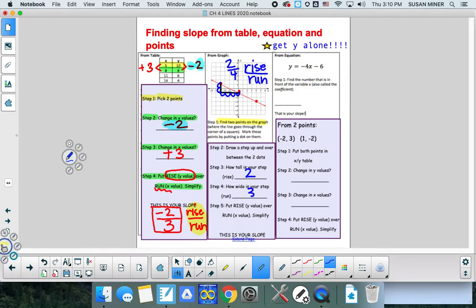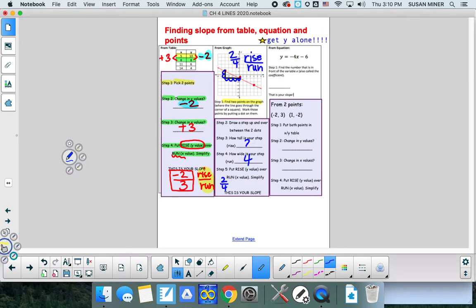Sorry, not on this one. It was 2, and then 3, it was 4 wide. And then we put the rise over the run. We said this one was 2/4.